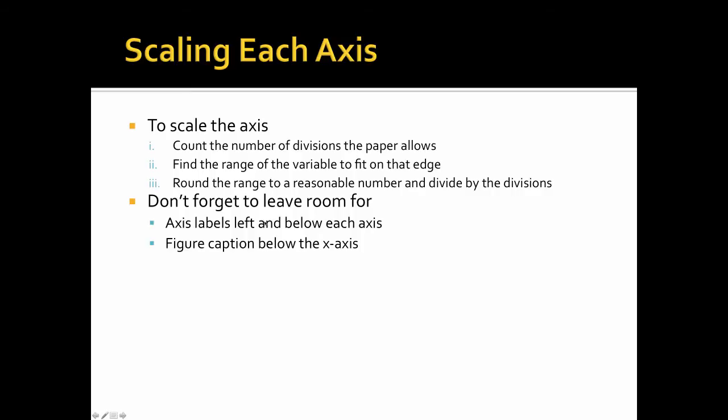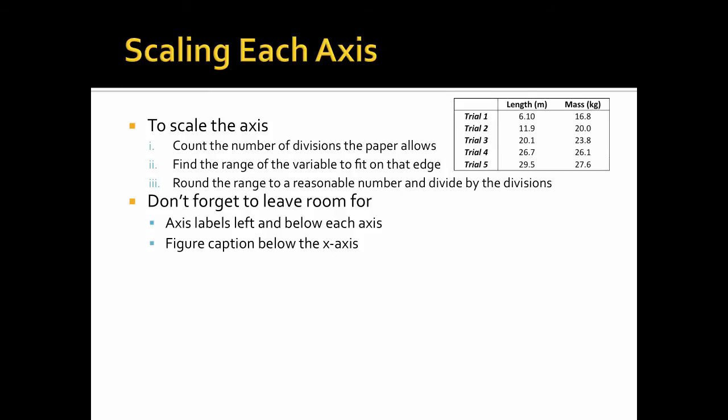So don't forget that when we make our axes and we draw them, we want to leave room for axes labels left of our y-axis and below our x-axis, and even some more room below our x-axis because we're going to put a figure caption below that. So we need to leave a little bit of room for that.